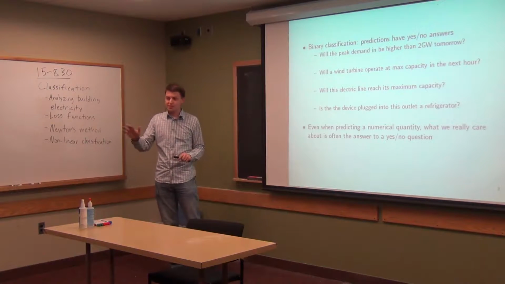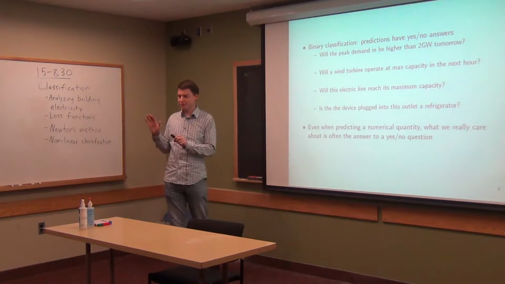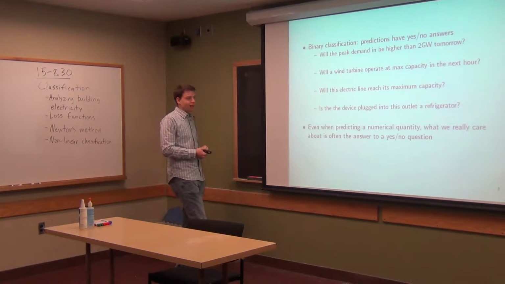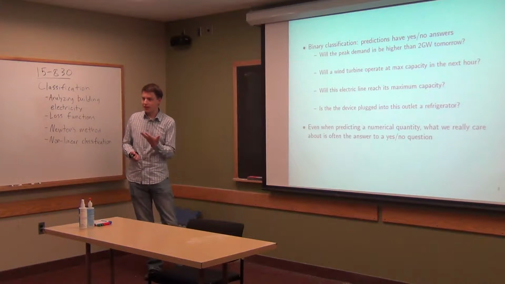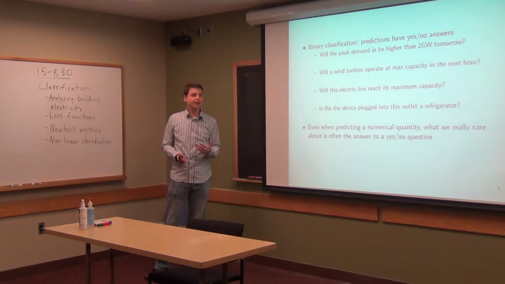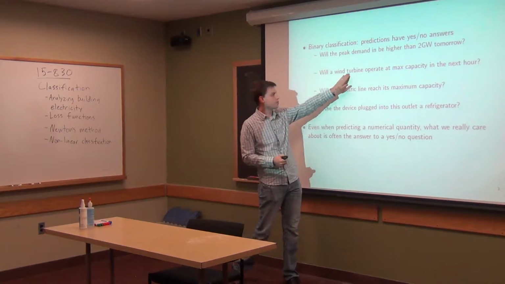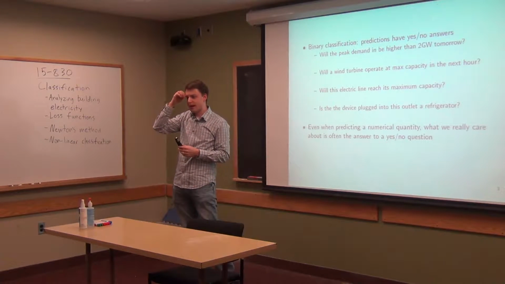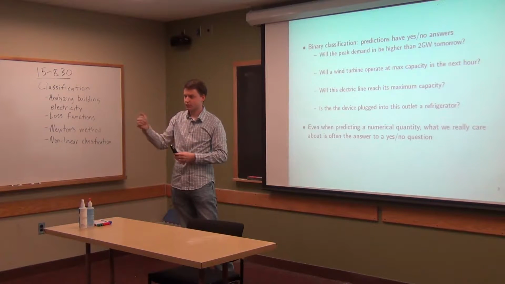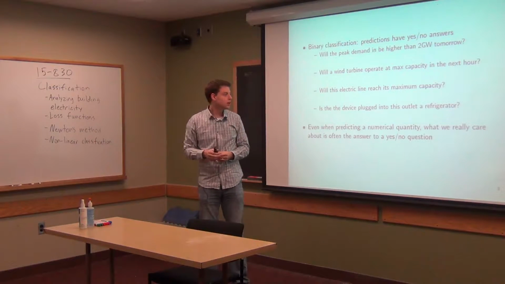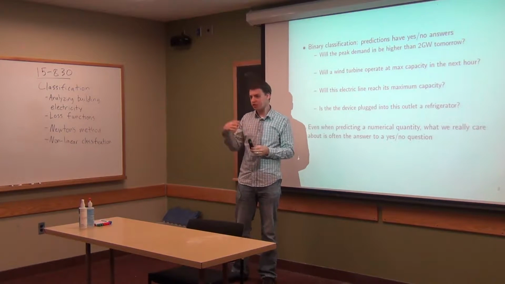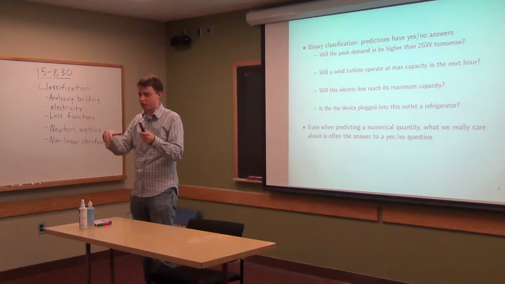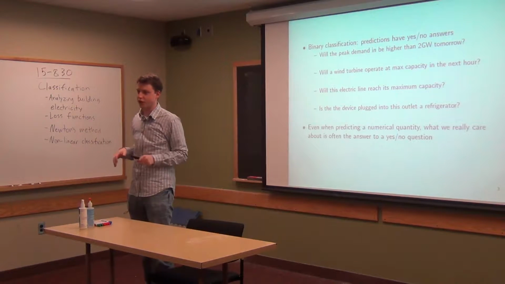And that's an okay example. It's not a great one because it's still sort of making a classification task out of a regression task in some sense. But there are a lot of other ones that make a lot of sense directly in the energy domain. For example, if you look at some wind turbine, will it be operating at its maximum capacity in the next hour or so? Will the electric line become congested if we generate power according to some distribution over different generators?